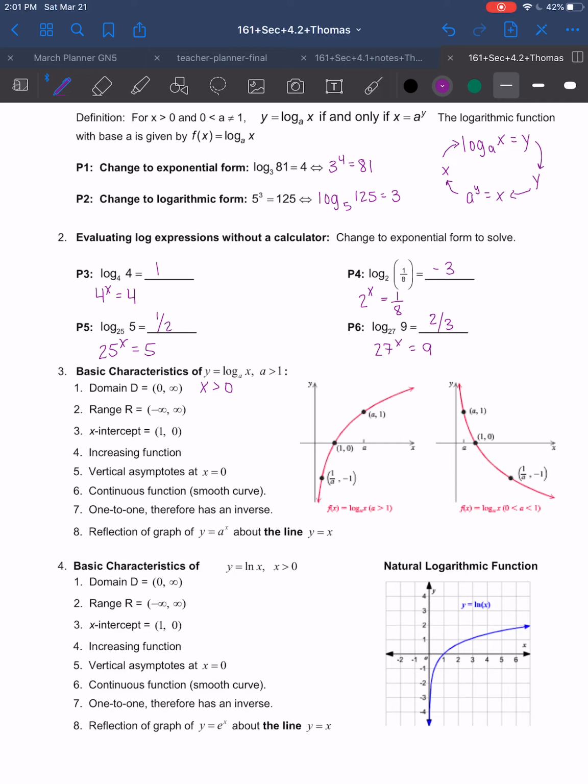And then it has a vertical asymptote, not a horizontal asymptote this time, at x equals 0. It's smooth and continuous. It's 1 to 1, which means it has an inverse, which we know it has because we already talked about the inverse. And then the reflection of the graph is the exponential function with the same base. And then we're also going to talk about our natural log function. But there are all the characteristics. They're about the same. I'm not going to read them all to you because I'm not going to insult your intelligence.